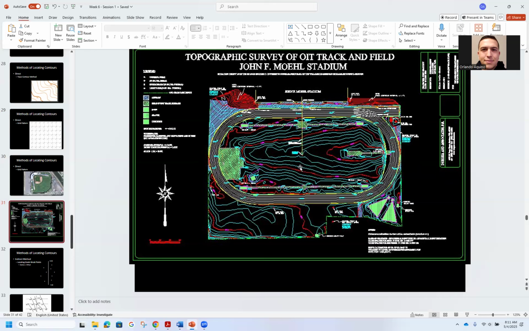This digital copy is a different senior. This is not ours. This is another senior that did a different project way back when.